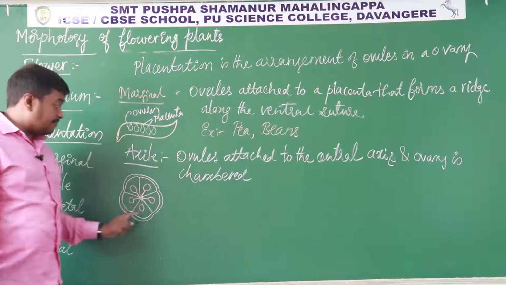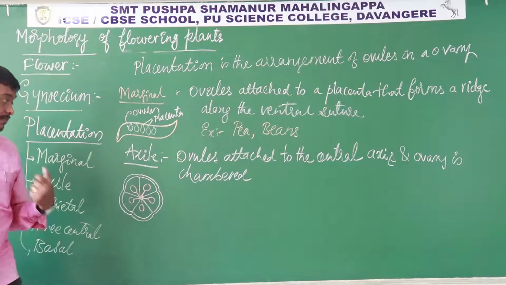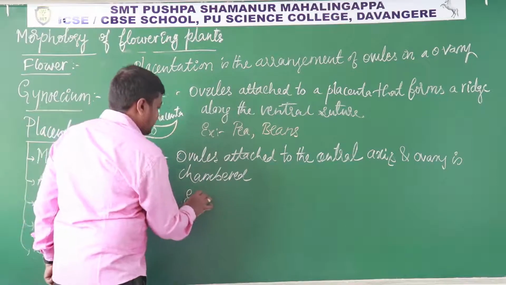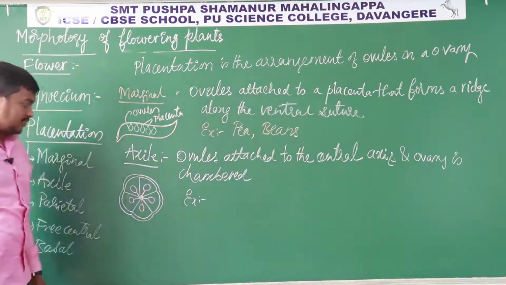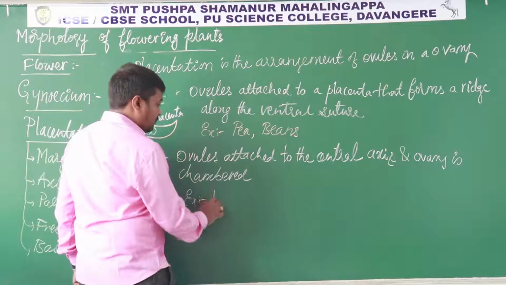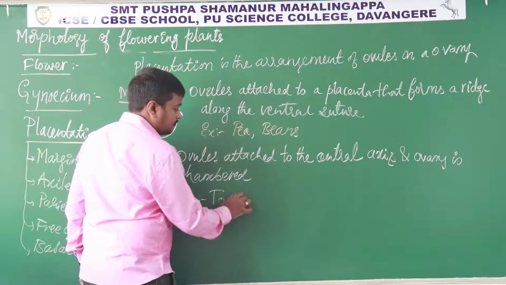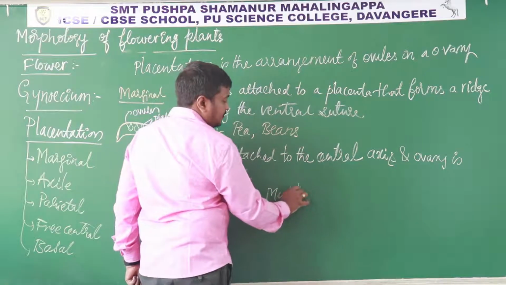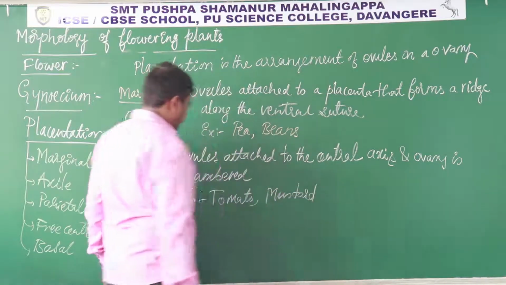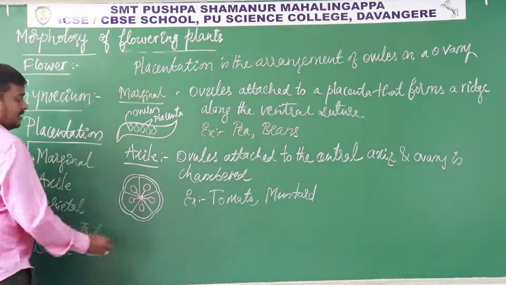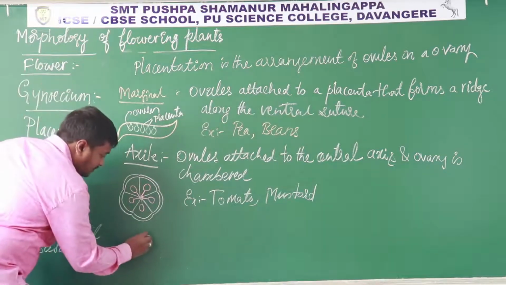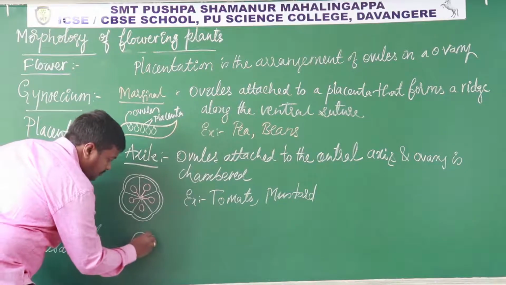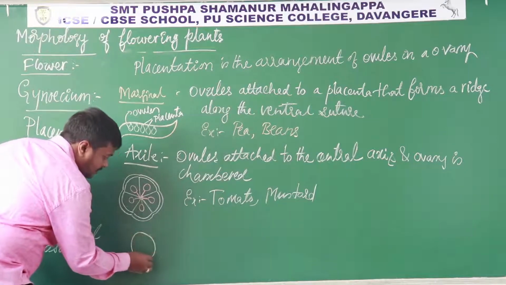Remember it should be chambered. Ovary should be chambered. Okay, so this type of placentation is observed in tomato, even in mustard. ಅಂದರೆ 5 ಚೇಂಬರ್ಸ್ ಇರಬೇಕಂತೇನಿಲ್ಲ. ಈವನ್ ovules are attached to the central placenta.